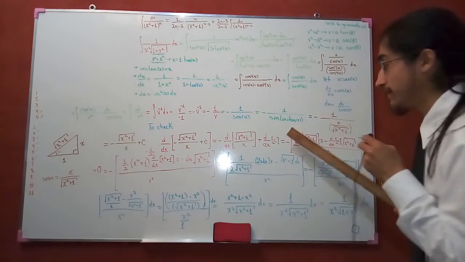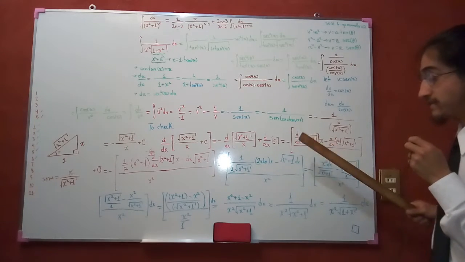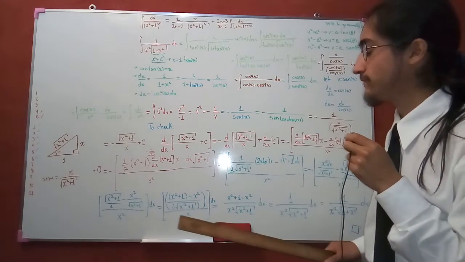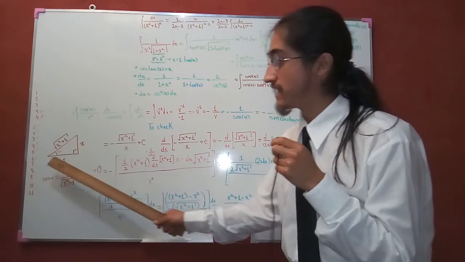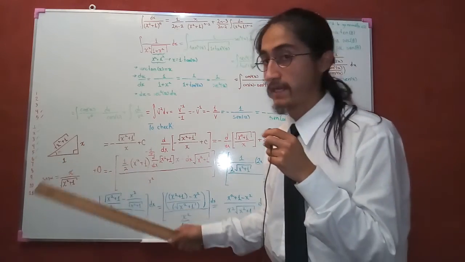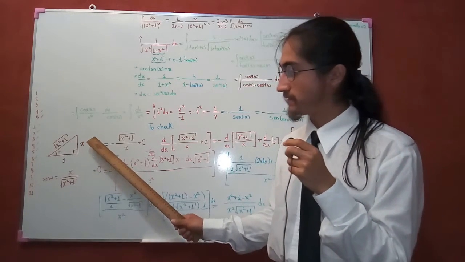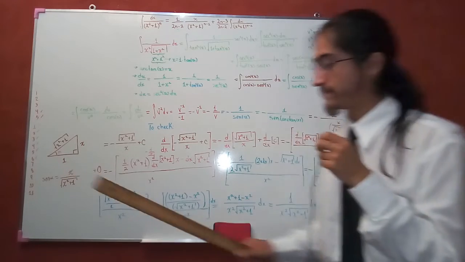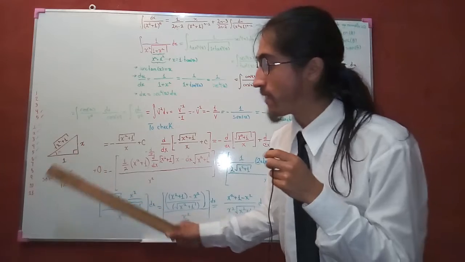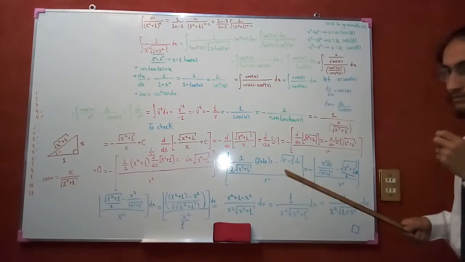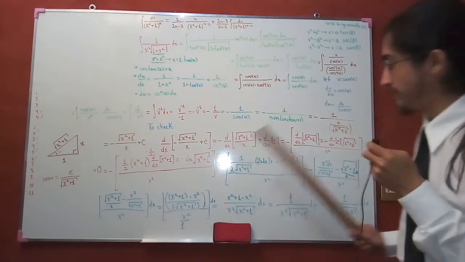Now, the tangent inverse of x means that the opposite side of this triangle must be x and the adjacent side must be 1, because the tangent is equal to the opposite side divided by the adjacent side. And this is x over 1, which is equal to x. So the tangent of this angle is x.